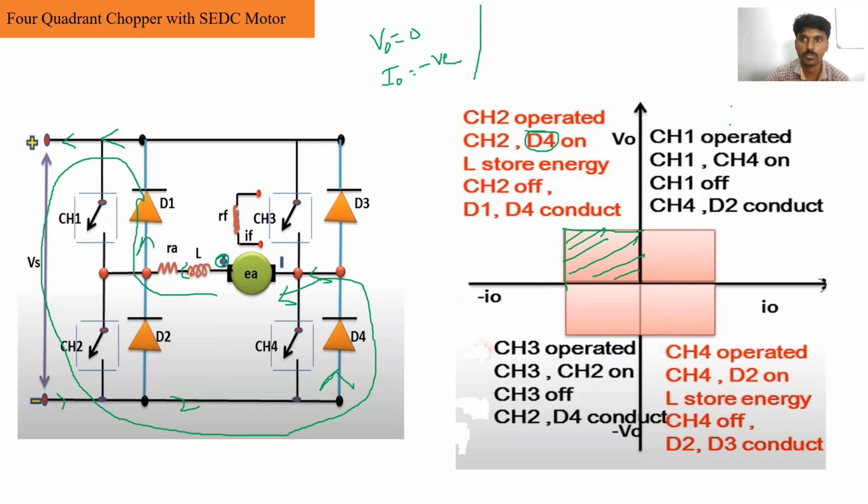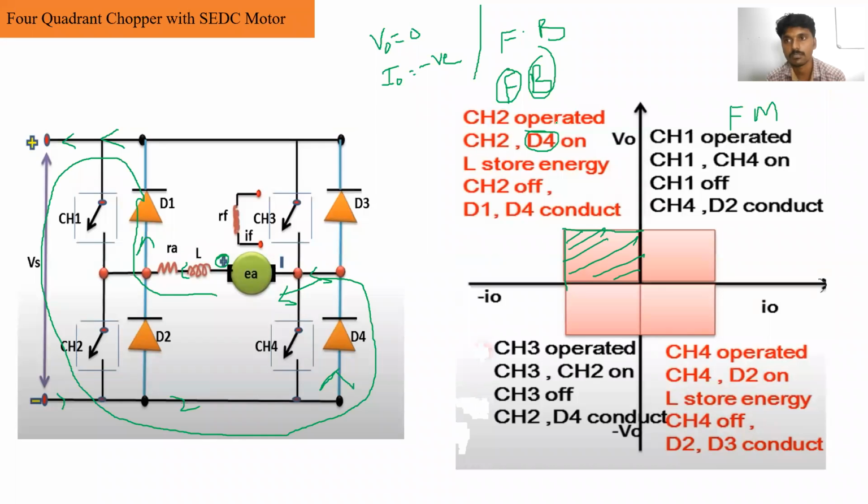In the first quadrant, it operates as forward motoring. In the second quadrant, the chopper drive will operate in forward braking. Why did we write forward here? Because the voltage is still positive, so the motor direction is the same. That's why it is forward, but the speed is going to decrease. That is what is called braking.